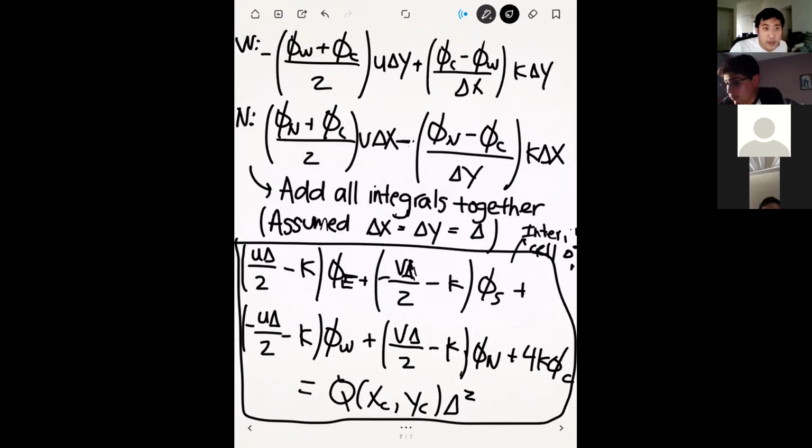Okay, so what we're going to do next is see how we apply boundary conditions on this. And then after that, we'll jump into an example. But before we do that, are there any questions on this?